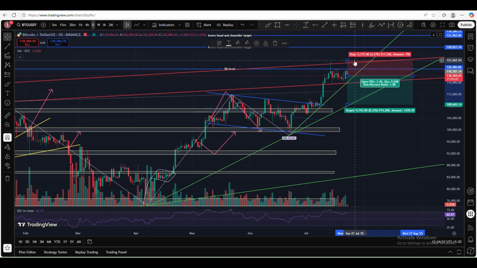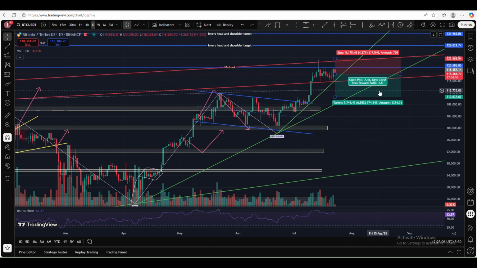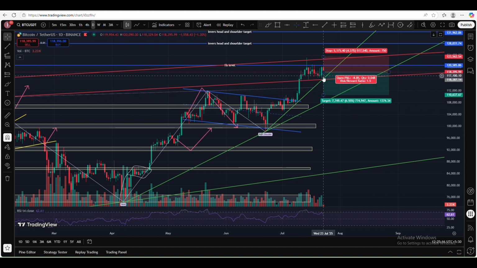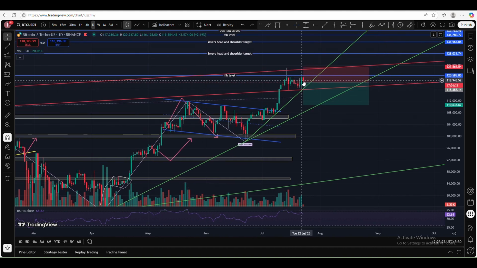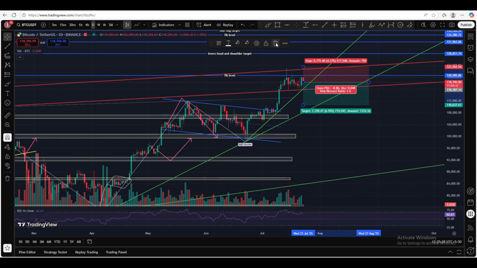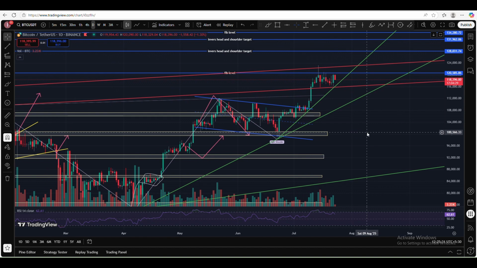The top tail on the week is above the previous week, and in this area, 1 to 1.5 risk to reward ratio, we can enter this level. There is a trading opportunity. Next, we move to the Ethereum chart.